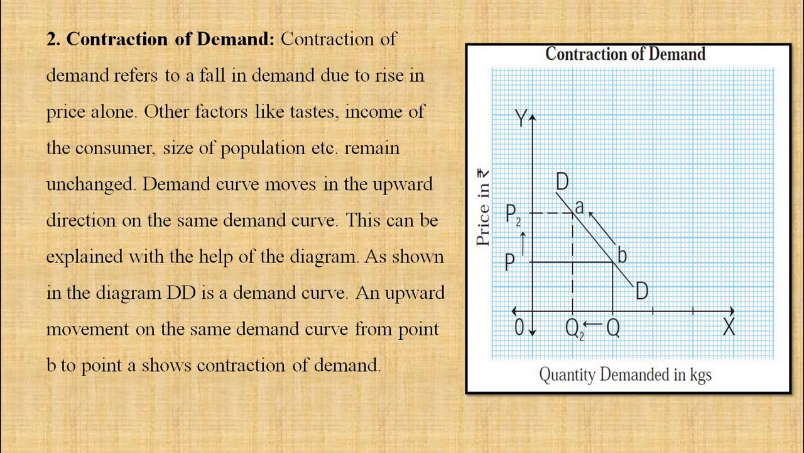Next, contraction of demand. Contraction of demand means fall in demand due to the rise in price only. Other factors such as taste, income of the consumer, size of the population remain unchanged. So the movement is in the upward direction on the demand curve. Now in this diagram, see, the original price is OP, the original demand is OQ. Price rises to OP2 and demand falls to OQ2. Demand is falling because price is rising. This upward movement from A to B shows the contraction of demand. Higher the price, lower is the demand. Point A to B shows the contraction of demand.